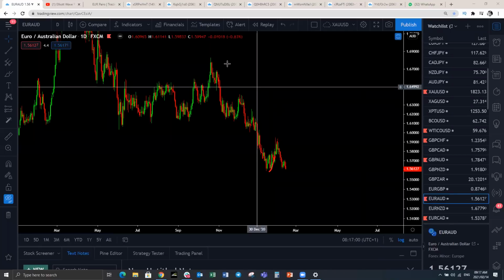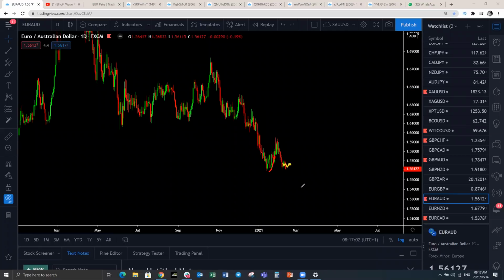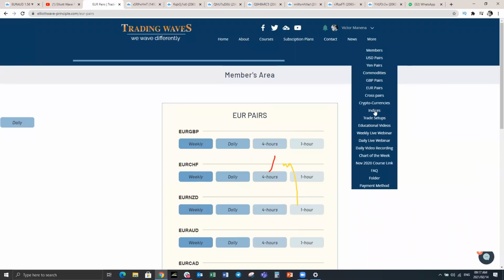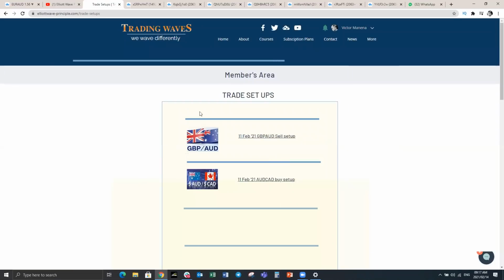So EURAUD, expect continuation to the downside. Let me just check here. Do I have a setup on this one? I think we did not post the setup on EURAUD. Let's just go back to trade setups. Okay, EURAUD was not posted, so we're going to look at some more.